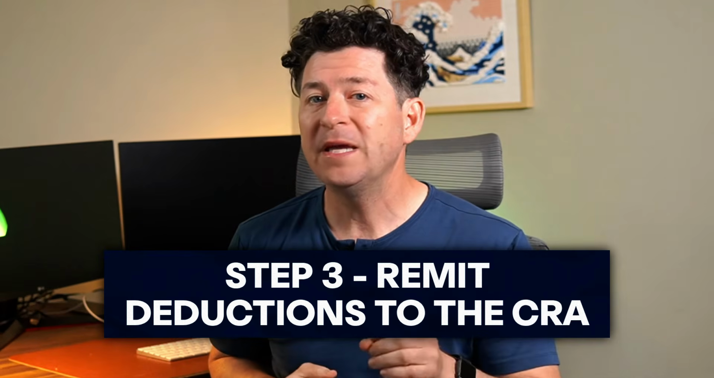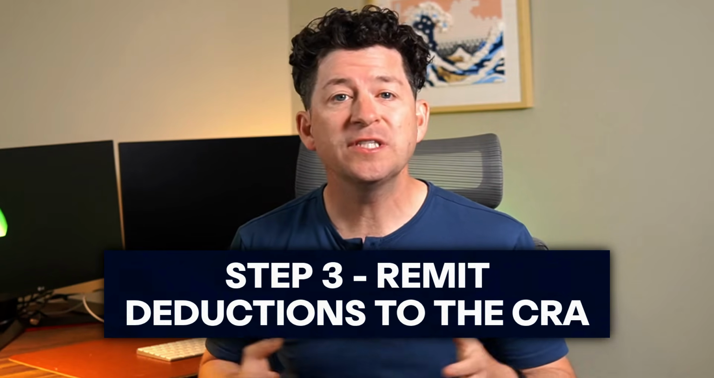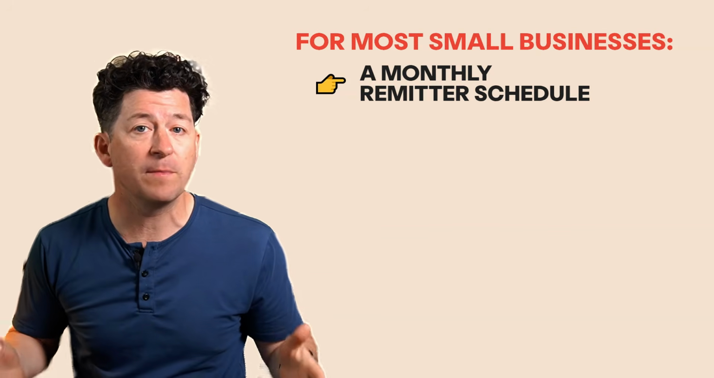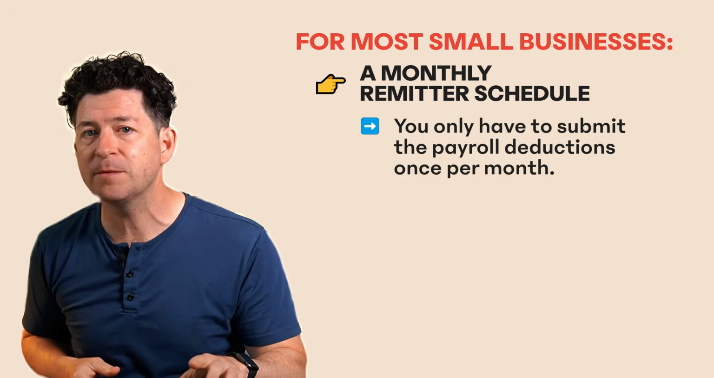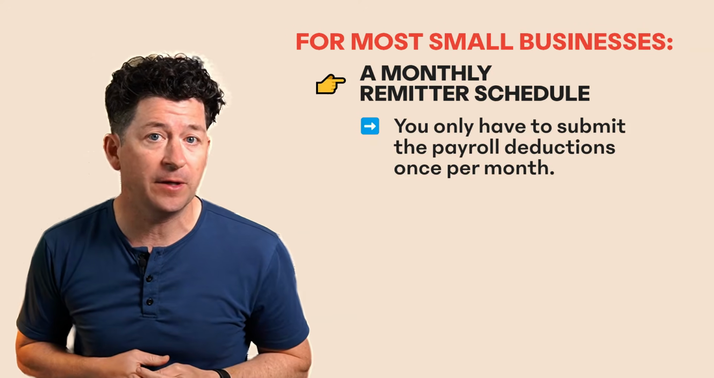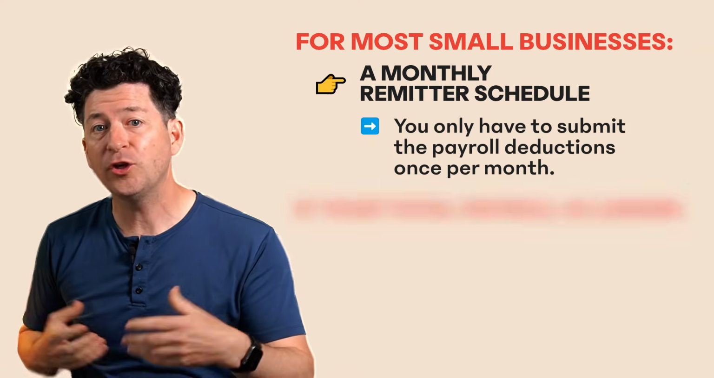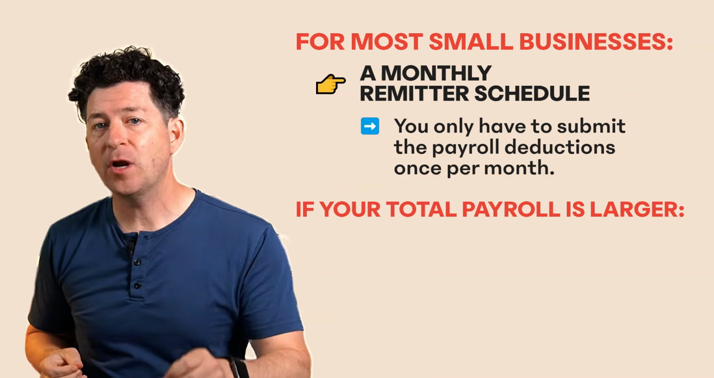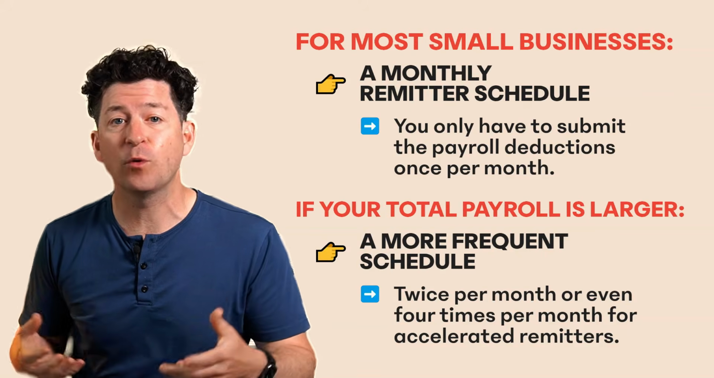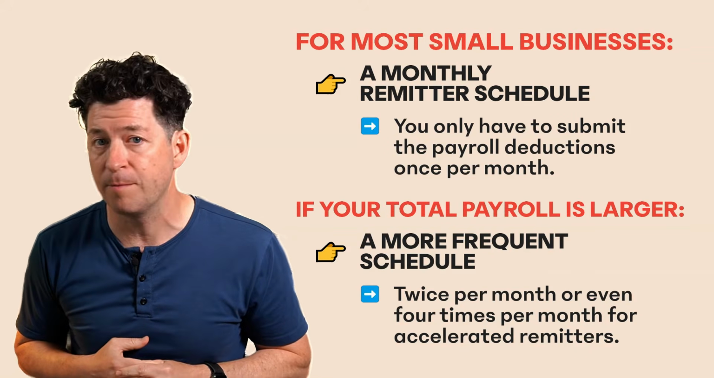Step 3, remit deductions to the CRA. You'll send the withheld amounts to the CRA along with your employer contributions for CPP and EI. For most small businesses, CRA assigns a monthly remitter schedule, meaning you only have to submit the payroll deductions once per month, not after every pay period. If you've been operating for a while and your total pay is larger, the CRA may assign you a more frequent schedule like twice per month or even 4 times per month for accelerated remitters.